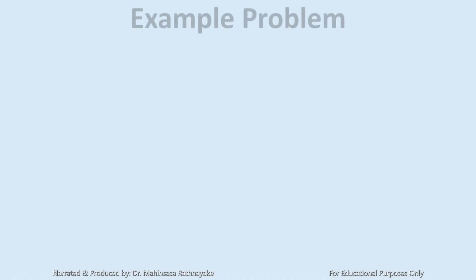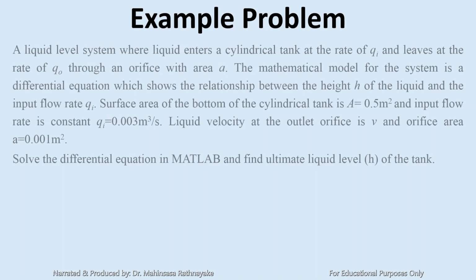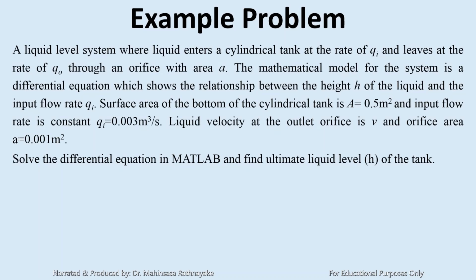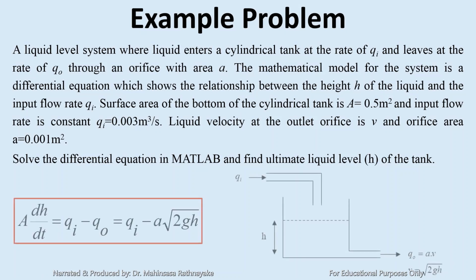Let's take an example problem. A liquid level system where liquid enters a cylindrical tank at a rate of Qi and leaves at a rate of Q0 through an orifice with area small a. The mathematical model for the system is a differential equation which shows the relationship between the height h of the liquid and the input flow rate Qi.